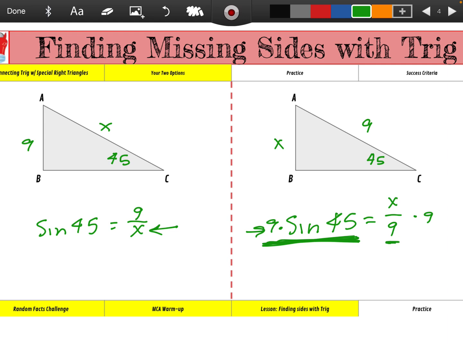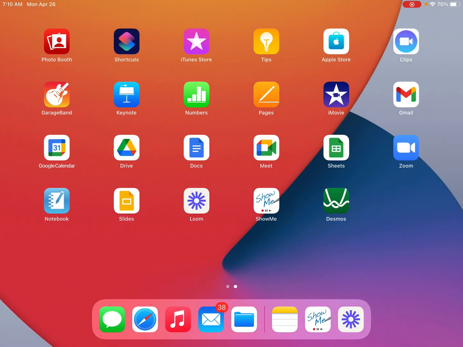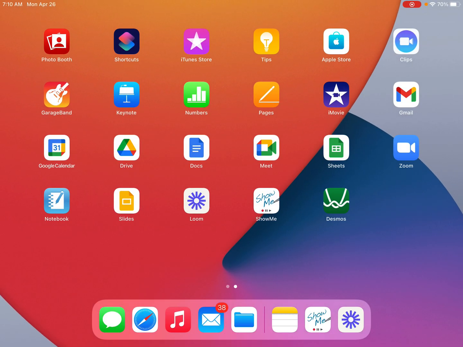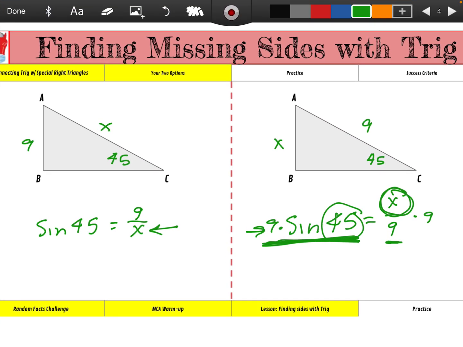I know the hypotenuse is 9. If the angle measure that I have is 45 degrees, what does this have to be? That's what we just found. That was this piece right here. And in this case, we'll go to the nearest, I don't know, tenth. So if that was it, that'd be 6.4.